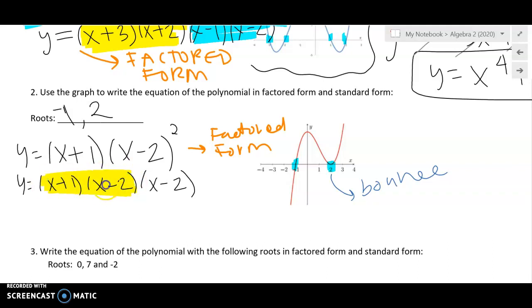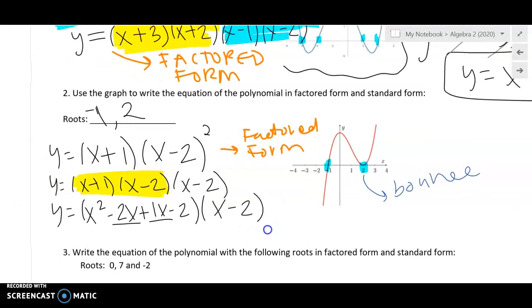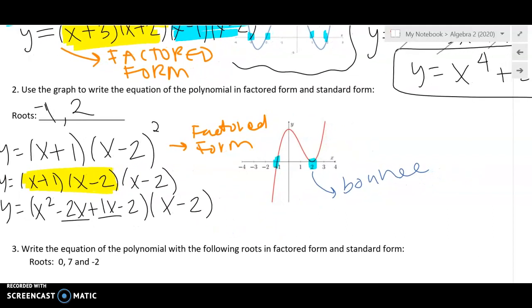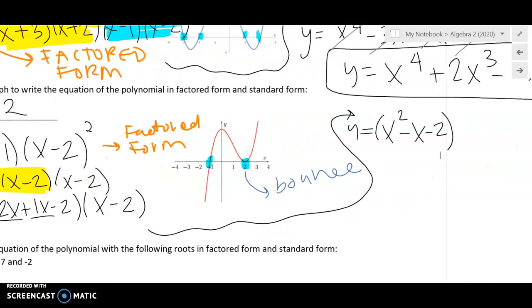So let's do these yellow pieces. I'm going to multiply those. I get x squared minus 2x plus 1x minus 2. Drop down the x minus 2. Let's combine those middle terms. And once again, I'm going to scoot over as much as I can here and write some of this on the side. So I'm going to have y equals x squared minus x minus 2. And then that's going to be multiplied by x minus 2.